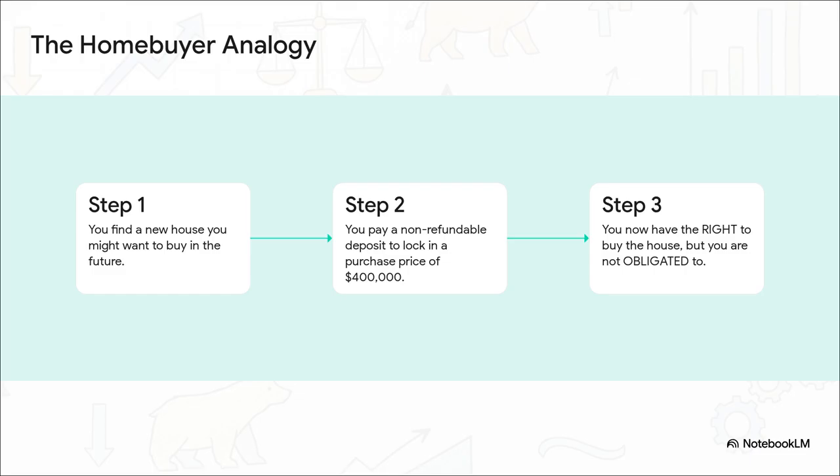obligated to. So if the housing market goes crazy and that house is suddenly worth double, you can exercise your right and you've got yourself an amazing deal. But if the market tanks, you can just walk away. The only thing you lose is that small deposit. See? You've just walked through the exact logic of how an option works.